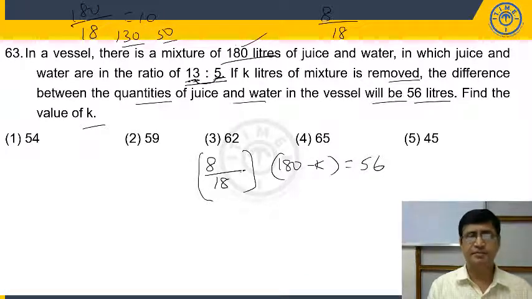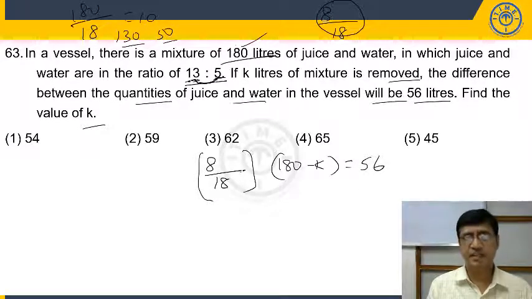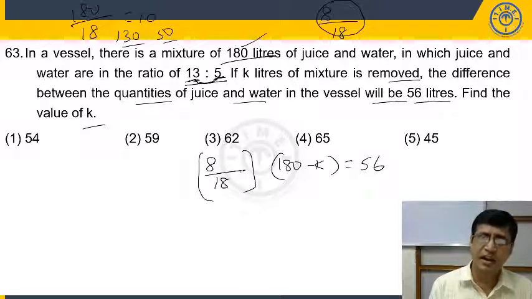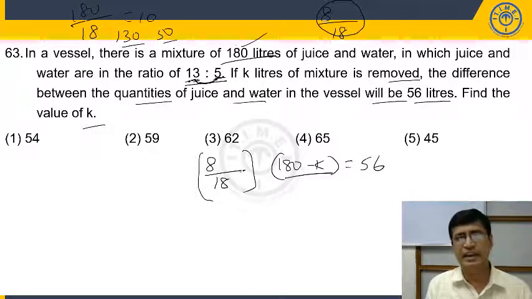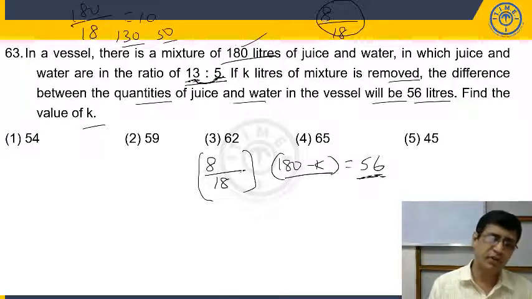It is 18, 13 plus 5. Difference in the parts is equal to 8 parts. 8 by 18 of 180 minus k is equal to how much here? 56. Now simplify this. 8 goes exactly 7 times.